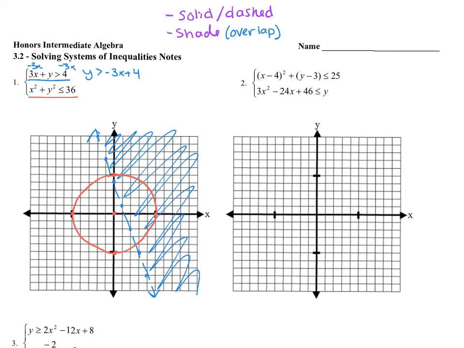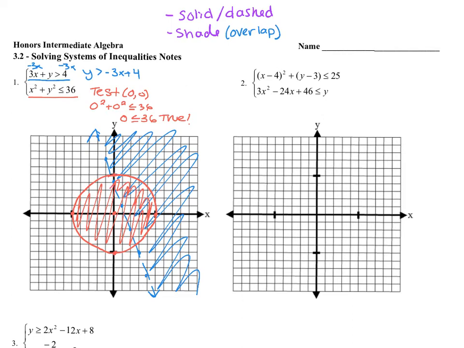Now I need to determine whether I'm going to shade inside the circle or outside the circle. So typically I would test a point. In this case, I'm going to test the origin, which is 0, 0. So if I substitute 0 into my equation, I'll get that 0 is less than or equal to 36, which is true. Therefore, my solutions lie on the inside of the circle. So I'm going to shade on the inside of the circle.